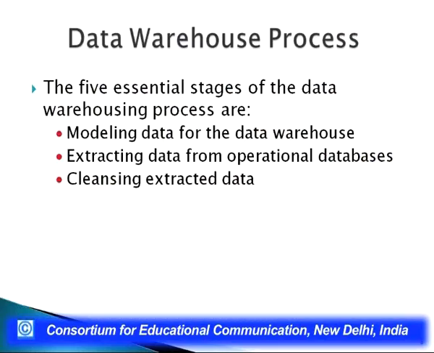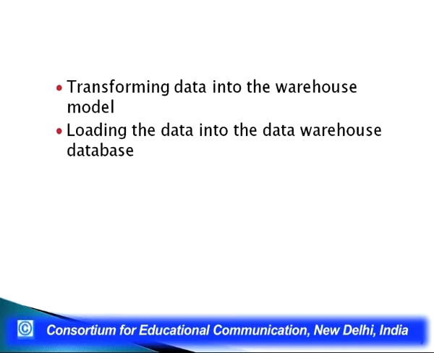Here you can see the data warehouse process. The five essential stages of data warehouse processes are modeling data for the data warehouse, extracting data from operational databases, cleansing extracted data, transforming data into the warehouse model, and loading the data into the data warehouse database.